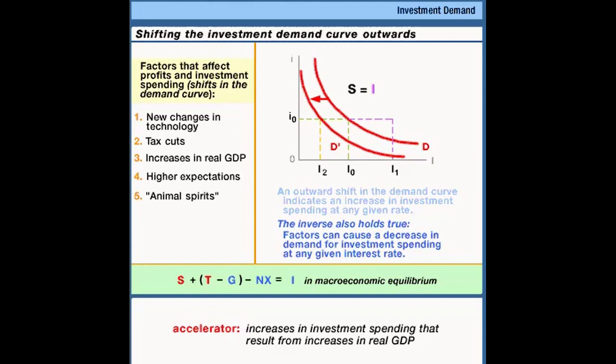So, now we've talked about the demand for loanable funds. Next, we'll consider the supply and the behavior of savers.